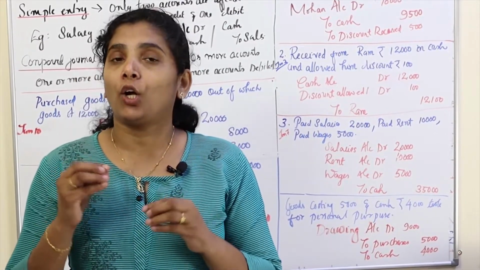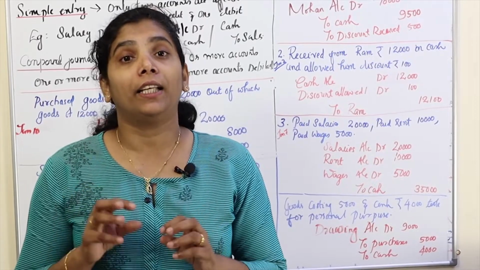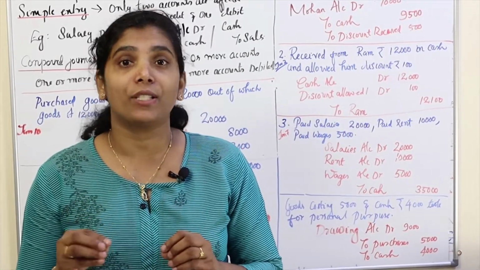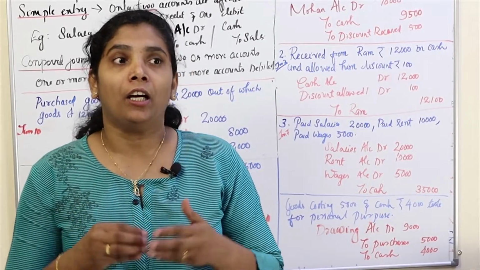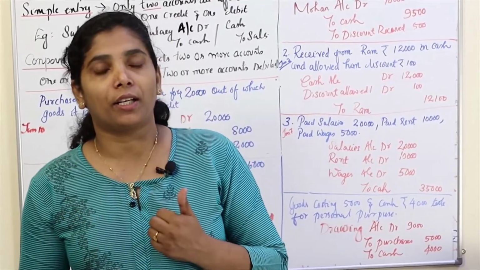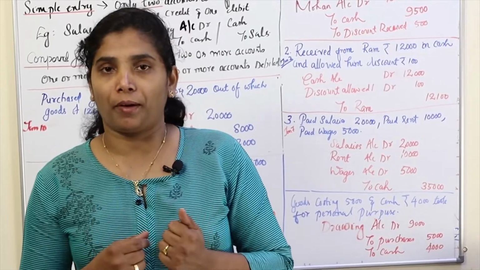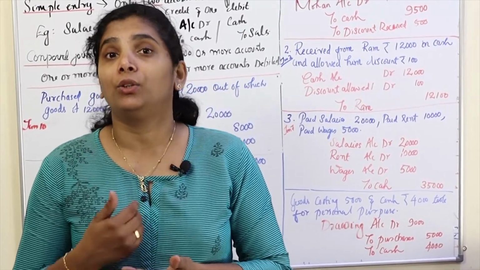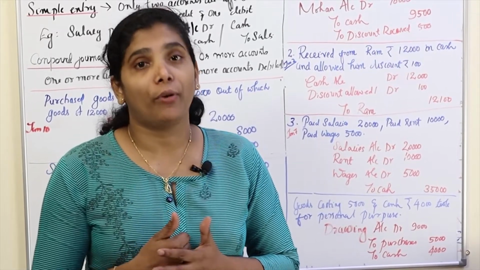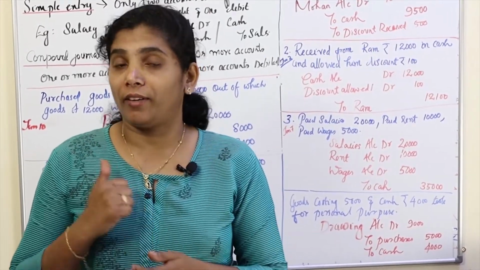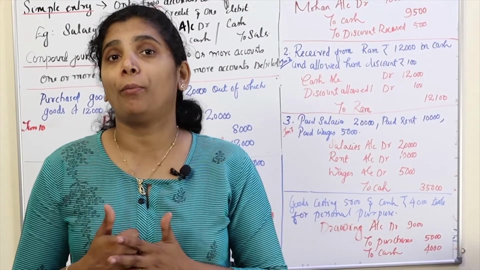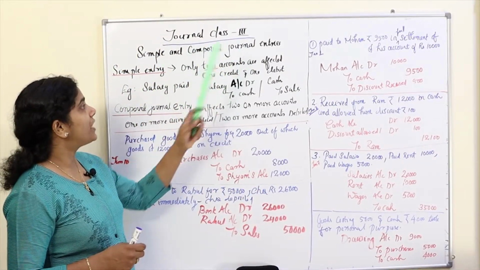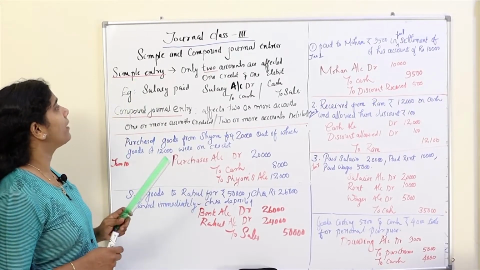Then, in compound entries, many accounts are affected. It can be like three debits and two credits, or the opposite also. So entries affecting more than two accounts are known as compound entries. I will teach you how to journalize these compound entries. So, simple and compound journal entries. What is a simple entry?